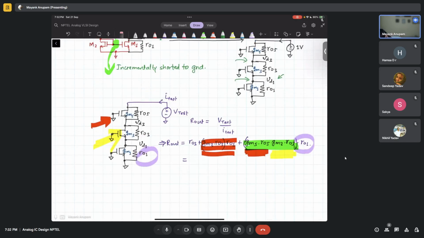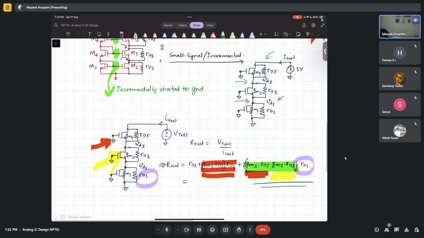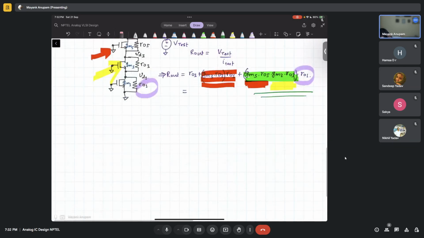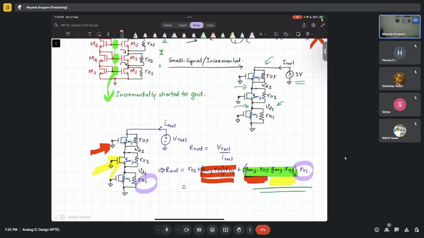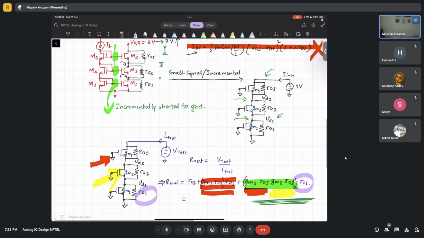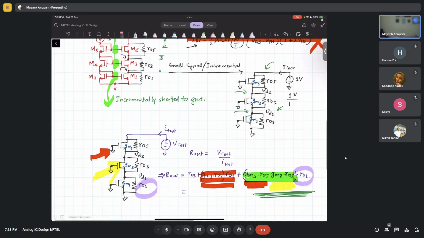If you find out how much R out is here, you know that R out is the dominant term here, right? So because of this you know R out, and you also know how much the current is because of V test. So you can quickly do it in this case. R out is already known, right? So how much will be the I test? Because of this 1 volt, how much is the incremental current? Don't call it I test, call it I incremental. How much will that be? It will be 1 volt upon R out, isn't it? Am I correct? Yes.